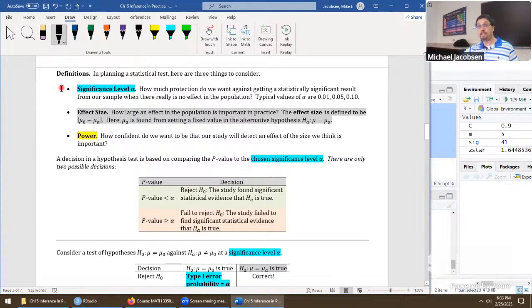Some of these objects we've seen before, like the significance level alpha. But another way to view alpha, here's our author's words, is that it's answering the question of how much protection we want against getting a statistically significant result, rejecting the hypothesis, when there's really no effect in the population. The null hypothesis was essentially true, in other words. And typical values are 0.01, 0.05, 0.10. So how does alpha get involved?